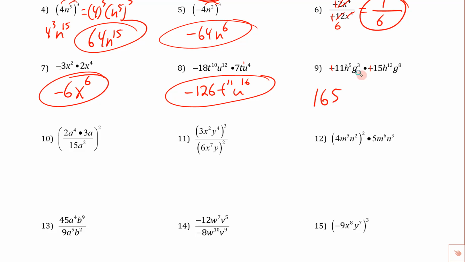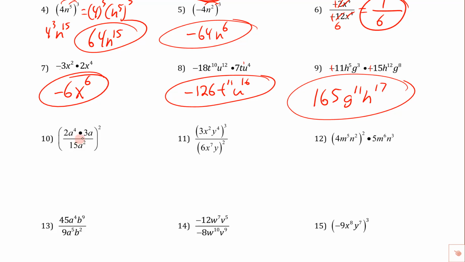And then let's take a look at what we've got here. We've got H's and G's. Let's see, I always have to say the alphabet. G, H. So G is going to come first. So we've got 3 of them here and 8 of them here. So that's going to be G to the 11th. We've got 5 of the H's here and 12 of them here. So that's going to be H to the 17th. Circle that and move on.